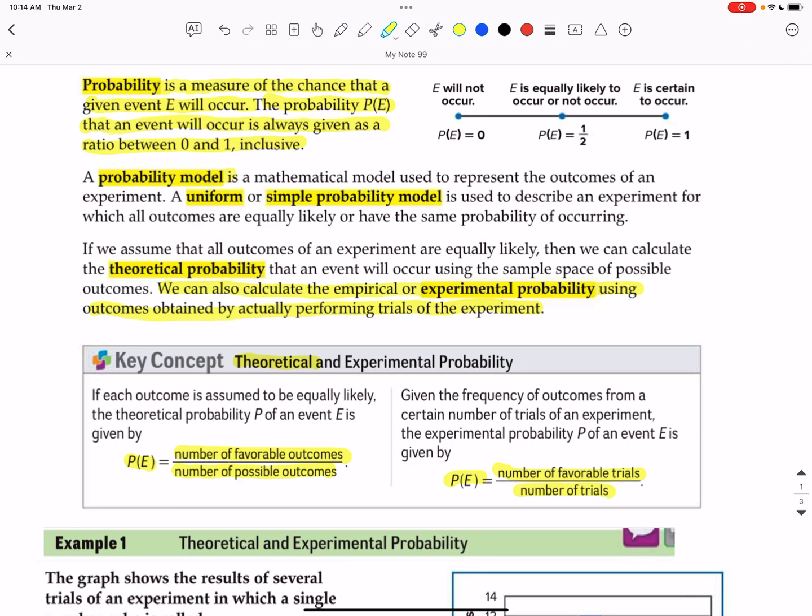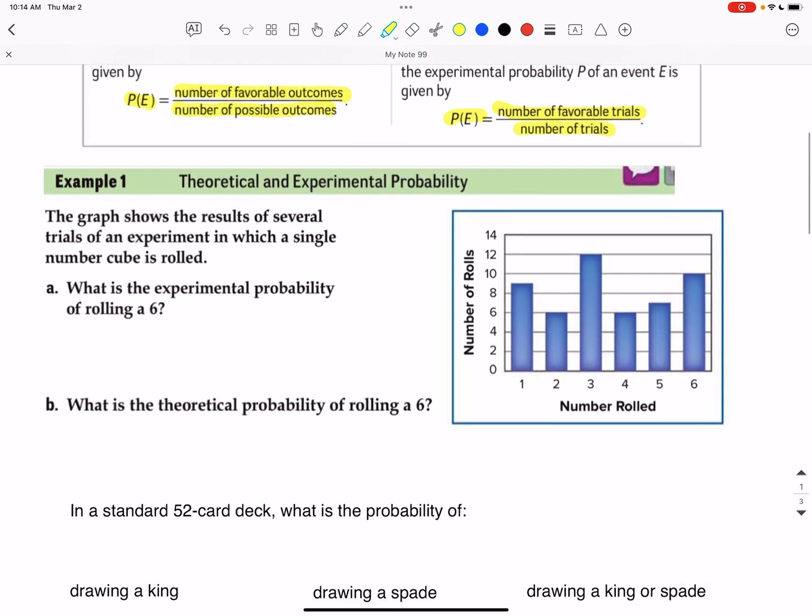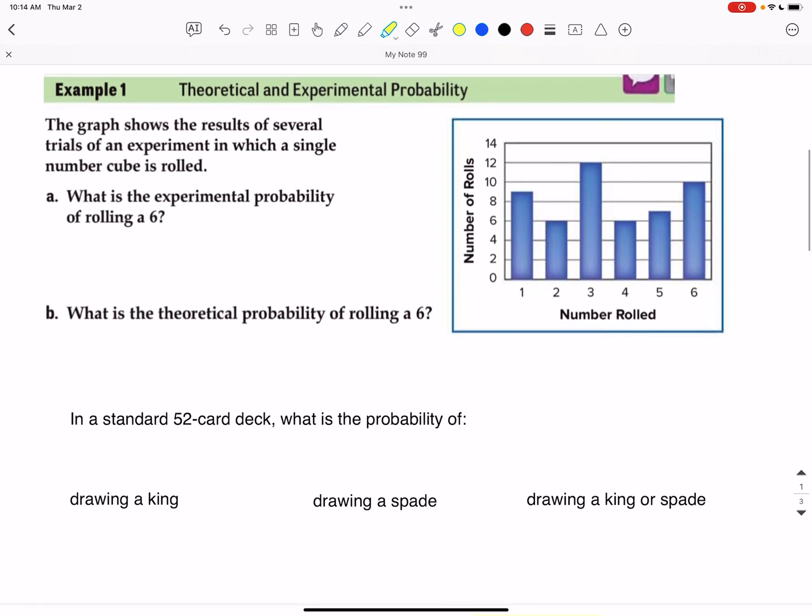A probability model is a mathematical model used to represent the outcomes of an experiment. So you could use a probability model to create a probability experiment, like perhaps instead of rolling the dice, you could write a computer program on a computer or a graphing calculator to automatically roll the dice for you and then automatically add those together. So this section basically talks about experimental probabilities, and we will talk about when to add probabilities.